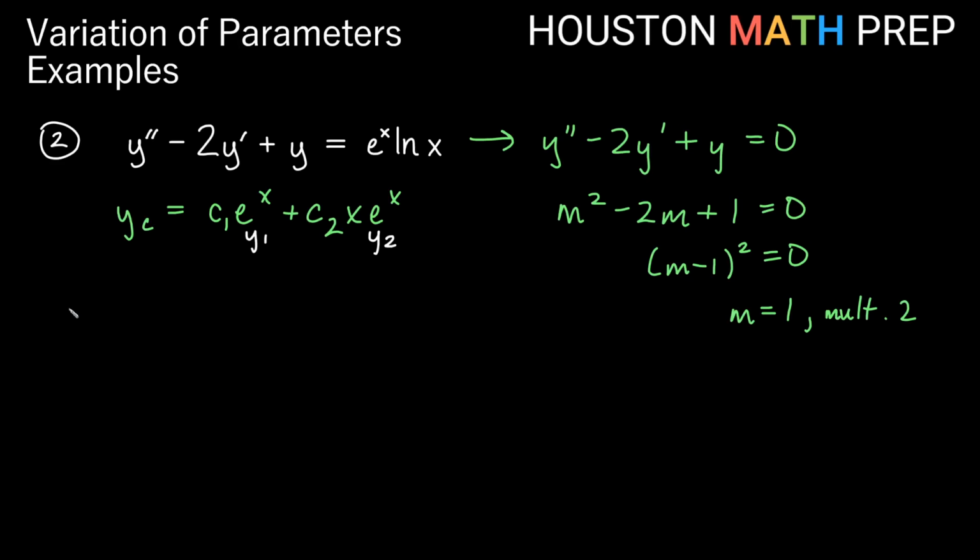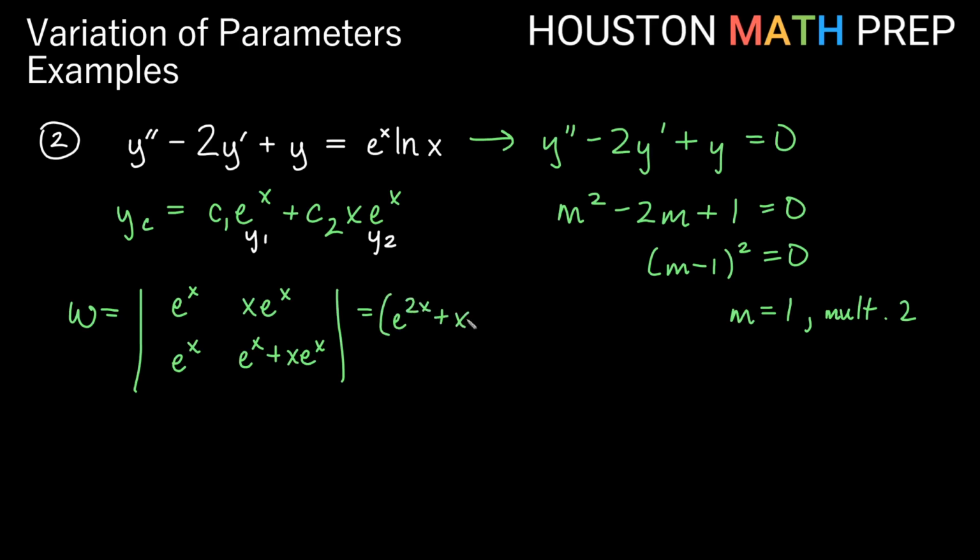Let's go ahead and find our Wronskians. So our w here is going to be the 2 by 2 determinant with e to the x and x e to the x in the first row. The derivative of e to the x is again e to the x. The derivative of x e to the x is actually a product rule, so here we'll get e to the x plus x e to the x. So the determinant of this will have e to the x times that. That will give us e to the 2x plus x e to the 2x minus the other diagonal here, x e to the 2x.